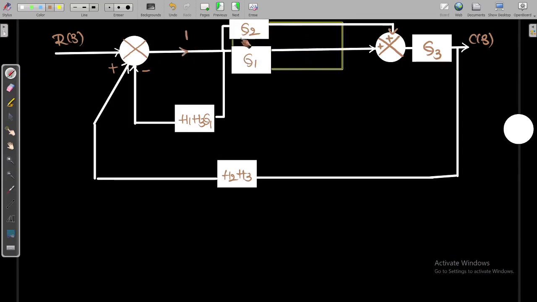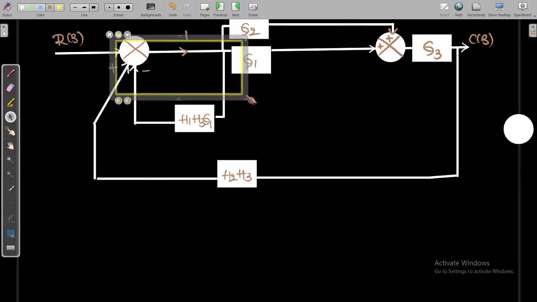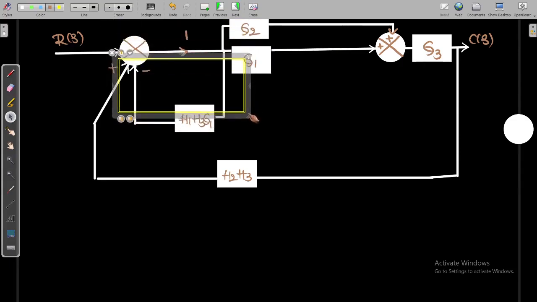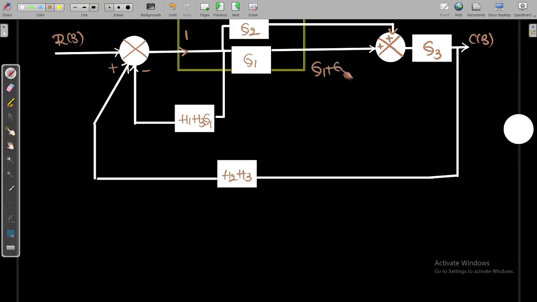Now if you observe this, these two are in parallel, so you can reduce very easily. The same thing you can take here also. These two are also in parallel. So we can reduce that in the next step. First we will reduce, and whenever you reduce this, we will write the answer here only. So what is the answer you are going to get by reduction? G1 plus G2, because these two are connected in parallel.